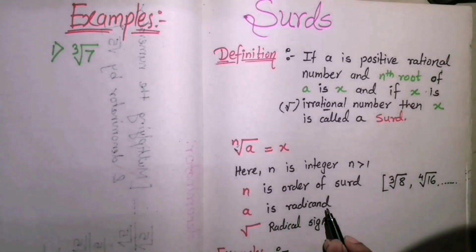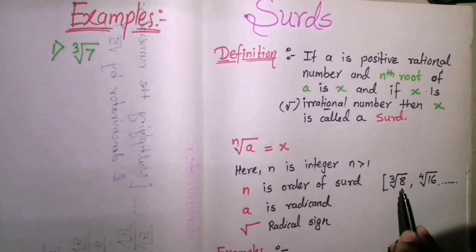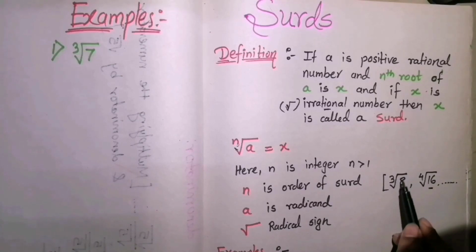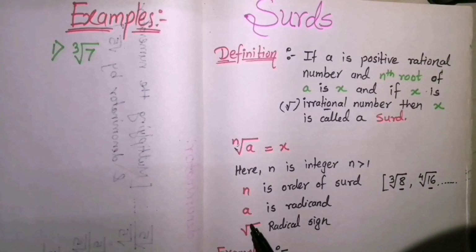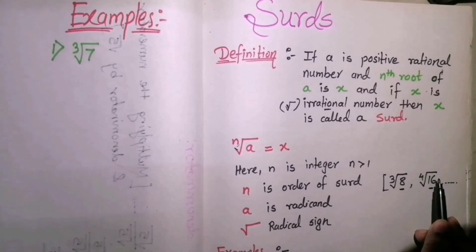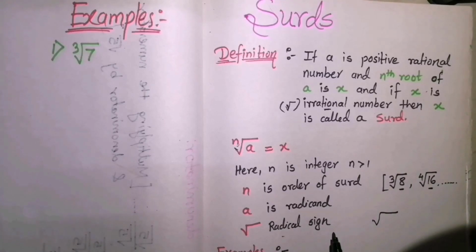A is the radicand. What is A? Look here. This is A. So in the place of A, here is 8. In the place of A, here is 16. So 8 is a radicand, 16 is also a radicand. Clear? Now come to this sign. This is the radical sign. What do we read? This is a square root. This is a cube root. This is a fourth root. Clear? But this sign is called the radical sign. Now all of you clear?